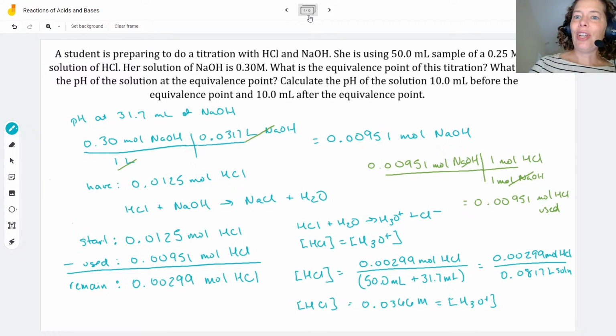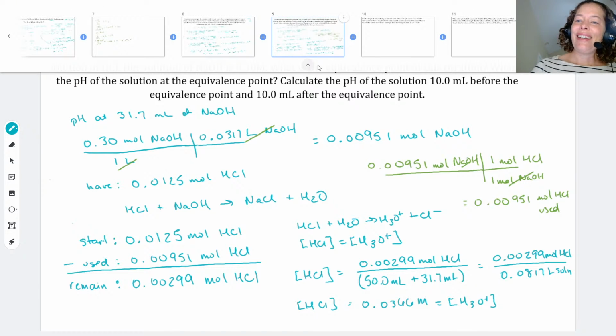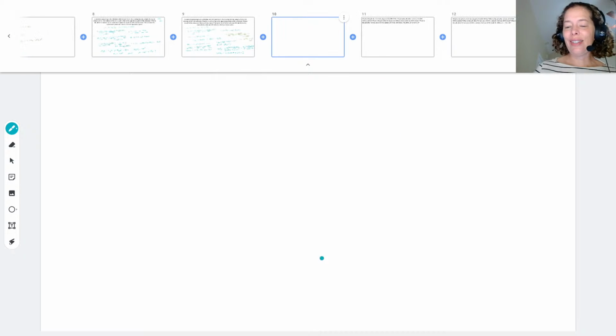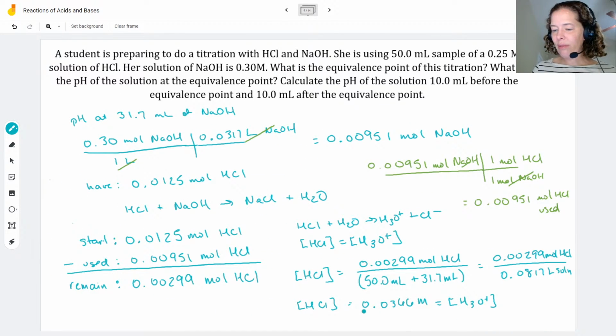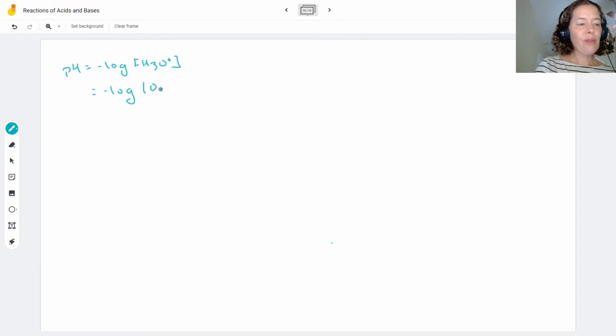I need another page. I know you feel like when you're doing these calculations, the calculations never end, but I promise they do end. Okay, so pH is the negative log of hydronium. We just got that concentration. We got it right down here. So I'm going to do the negative log of this concentration, and I get a pH of 1.44.